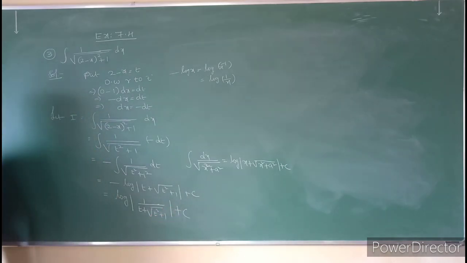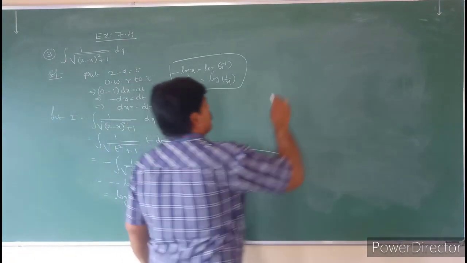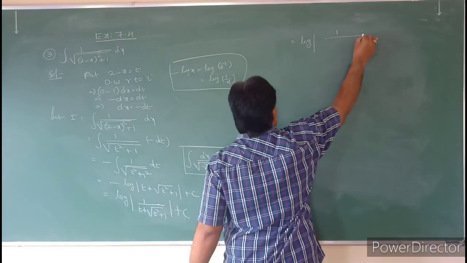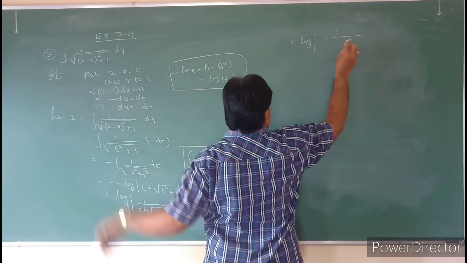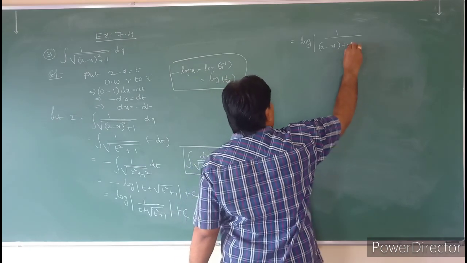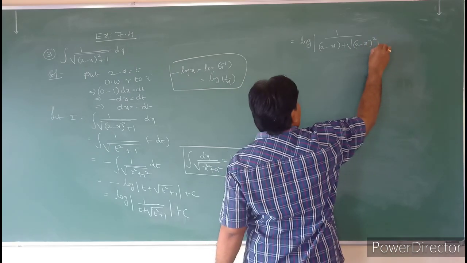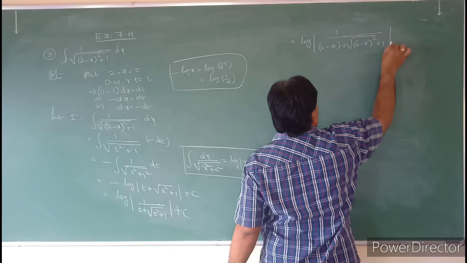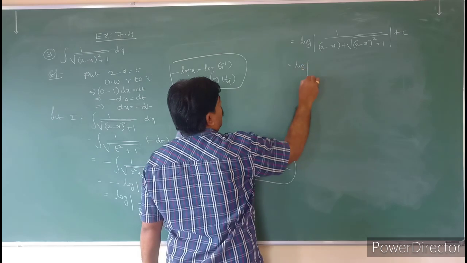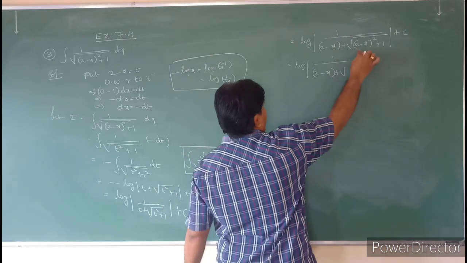Plus c. So in the place of t, you have to replace 2 minus x. So what happens, students? That is equal to log of mod 1 by, in the place of t, replace 2 minus x. That meaning is 2 minus x plus root of 2 minus x whole square plus 1 plus c.